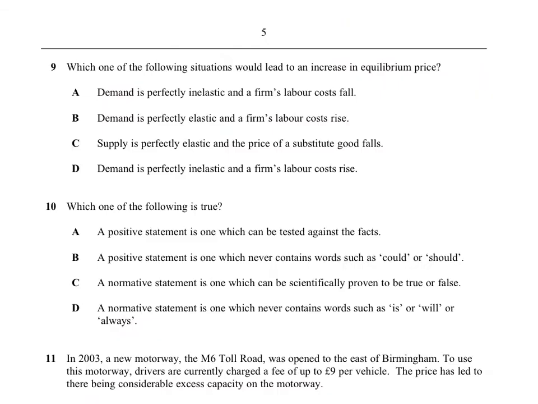Okay, next question. Question 9. Which of the following situations will lead to an increase in equilibrium price? Where you have a question like this, I would suggest you just draw the diagrams. Demand is perfectly inelastic, vertical, and a firm's labour costs fall. So a firm's labour costs fall means supply would go up. That's lower in price. Therefore, that's the wrong answer because it would not increase price. Demand is perfectly elastic, so it's flat. Labour costs rise. If labour costs rise, that happens, but it doesn't affect price, so that's wrong.